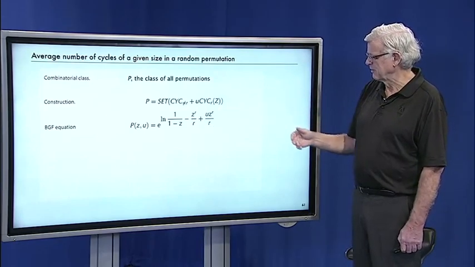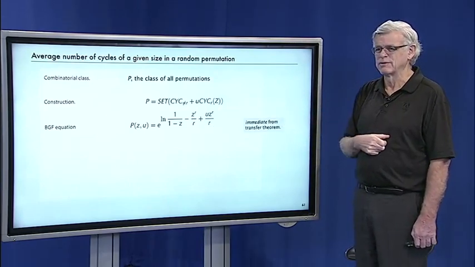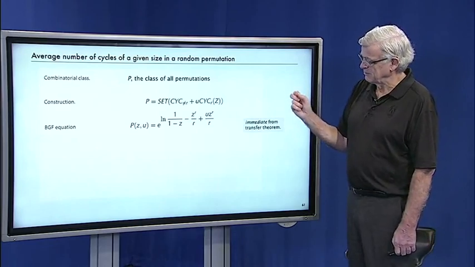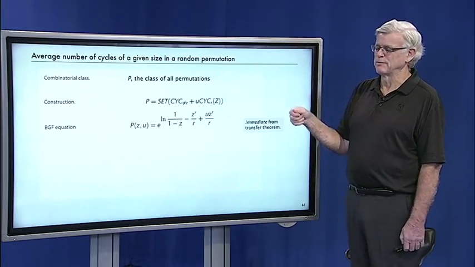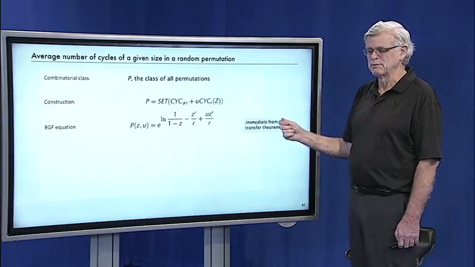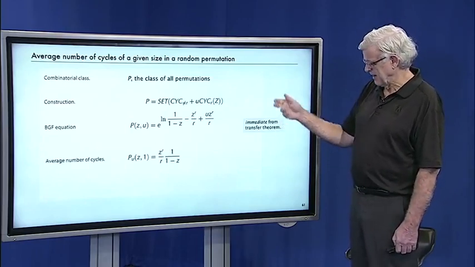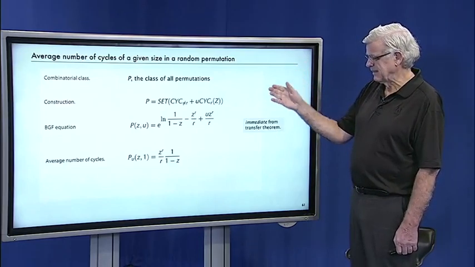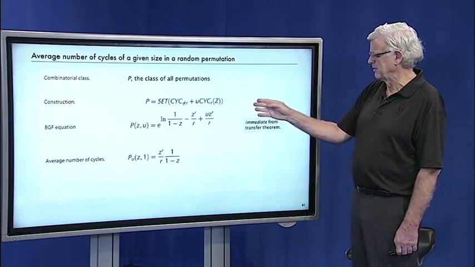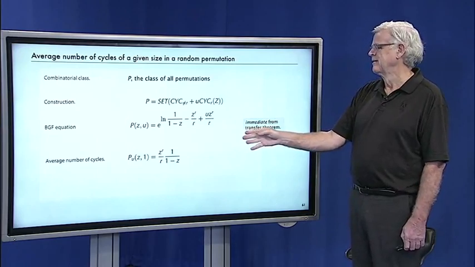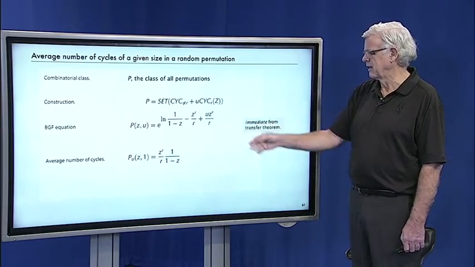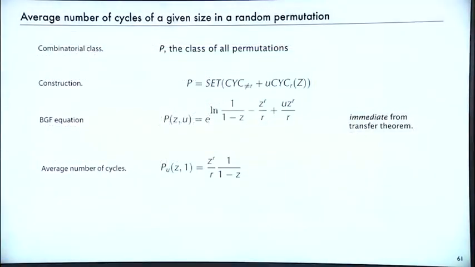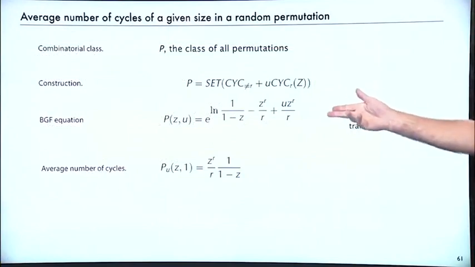So immediate from the transfer theorem to that BGF equation. And then what's the value we're interested in? We want to differentiate with respect to u, evaluate at u equals 1, and that is immediate. Differentiate with respect to u brings up z to the r over r. Evaluate at u equals 1 just makes it e to the log 1 over 1 minus z. And that's the generating function for the average number of cycles.